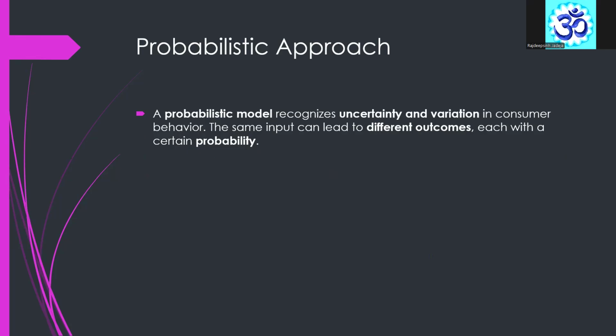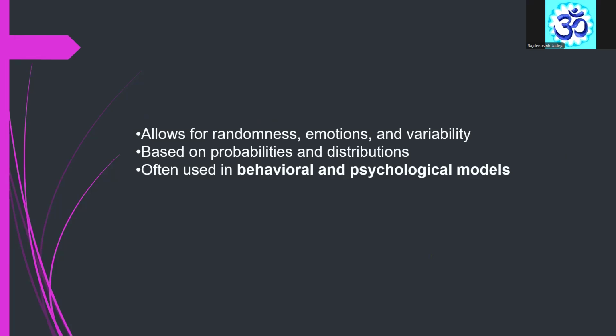Then, probabilistic approach. A probabilistic model recognizes uncertainty and variation in consumer behavior. The same input can lead to different outcomes, each with a certain probability. It allows for randomness, emotions, and variability based on probabilities and distributions, often used in behavioral and psychological models.